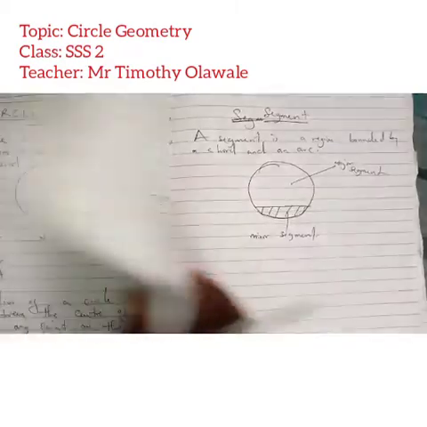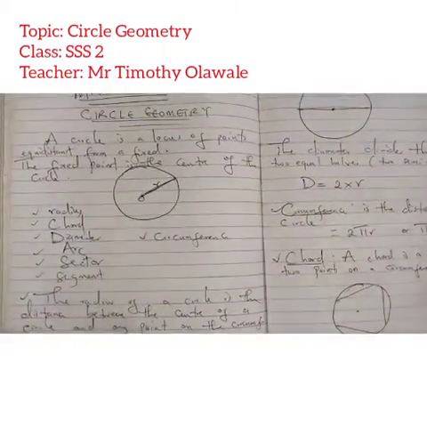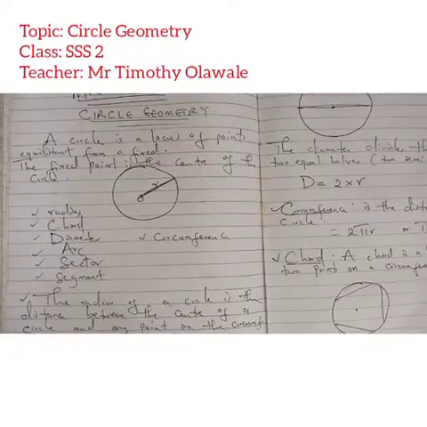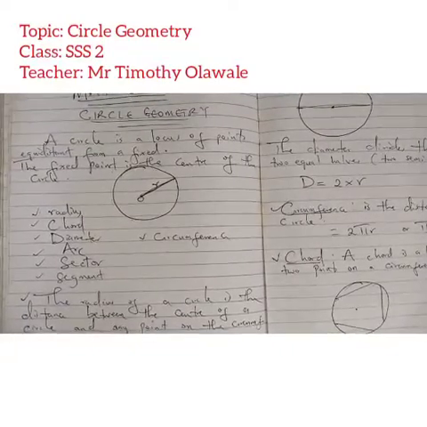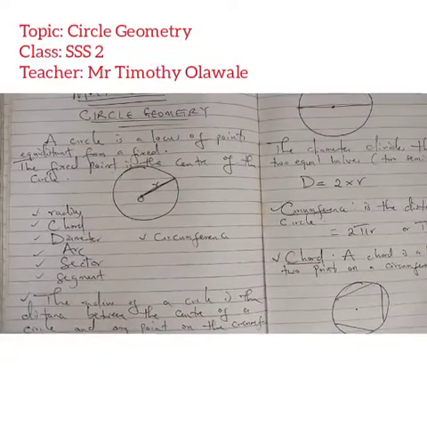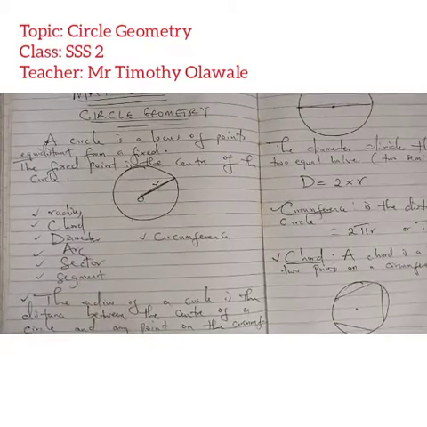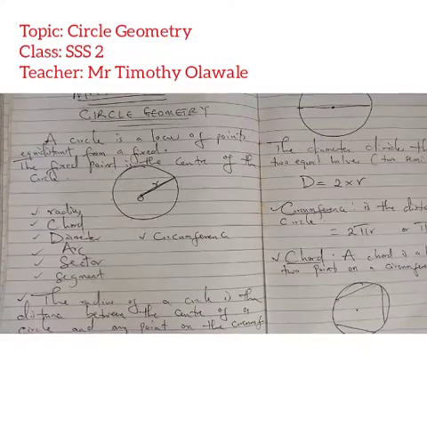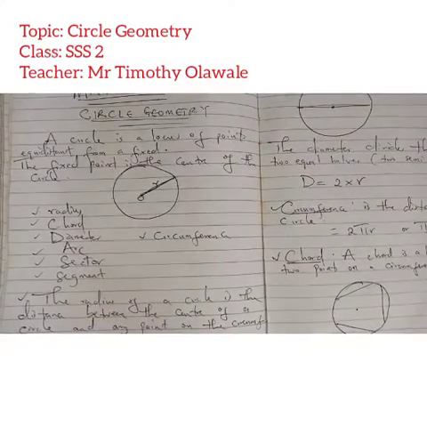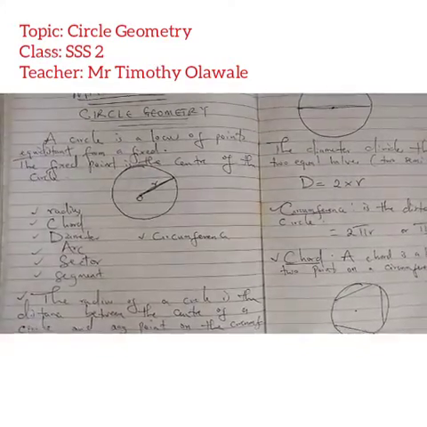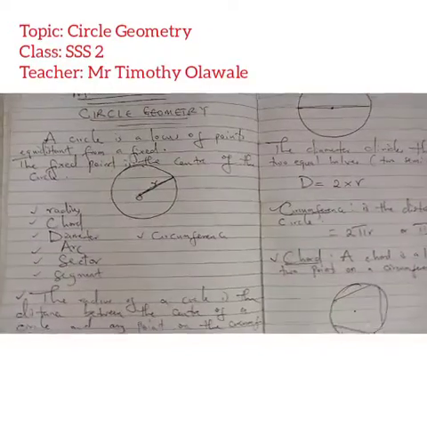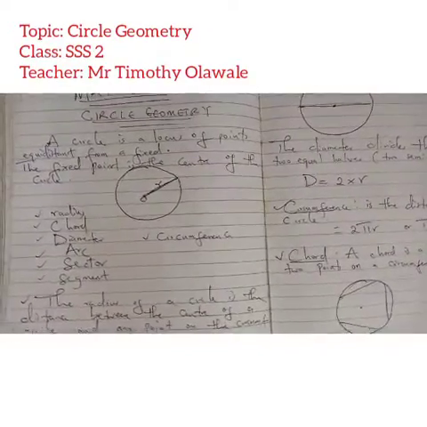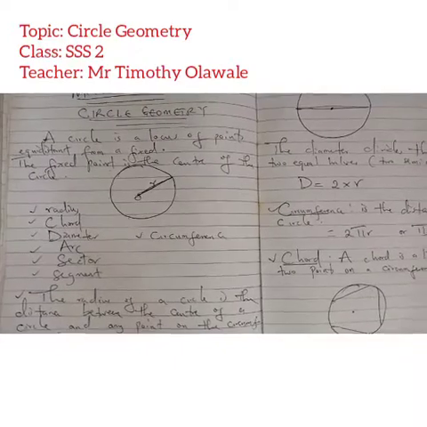Just a quick recap. We have looked at the properties of circles: radius, chord, diameter, arc, sector, segment, and circumference. We're going to stop here for today. In the next class, we're going to go straight to the different theorems that we have, and that will be all for today.